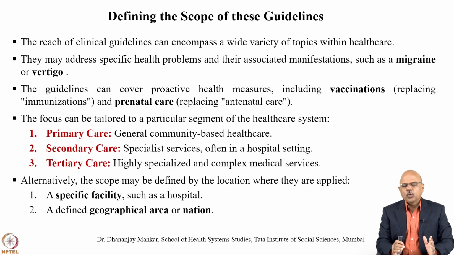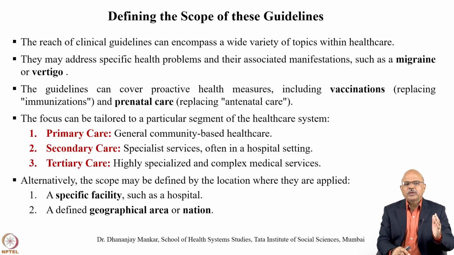When we define the scope of these guidelines, we need to think about the reach of the clinical guidelines, which can encompass a wide variety of topics within healthcare. Suppose you address a specific health condition and its associated manifestations, such as migraine or vertigo, the guidelines can cover proactive health measures including vaccination and prenatal care. Vaccination replacing immunization and prenatal care replacing antenatal care.